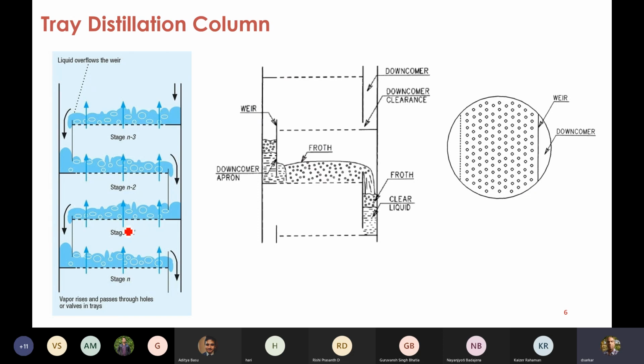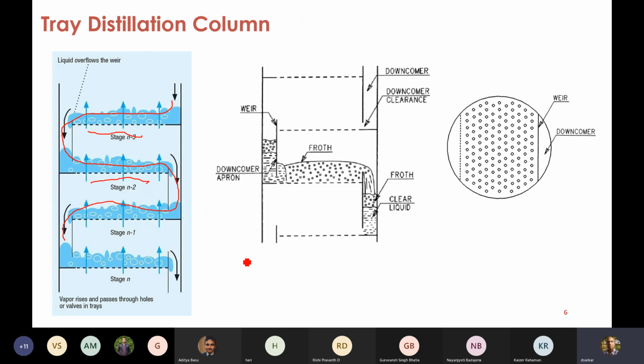So this is what actually happens. You have these trays with perforations in them. The liquid comes from the plate above it, flows down like this, goes to the next plate, flows like this, goes to the next plate, and so on and so forth. And the vapor passes through these perforations.